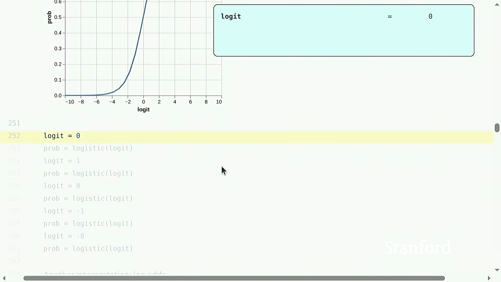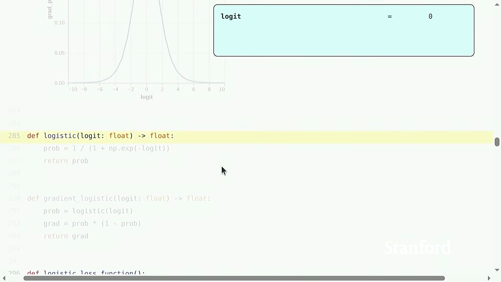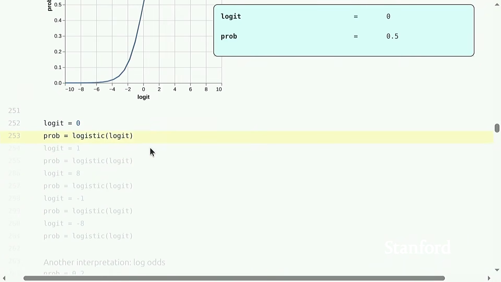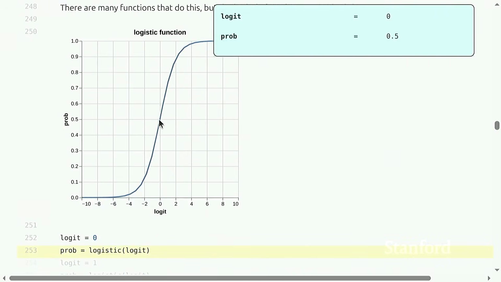So the logit is 0. If I pass 0 into the logistic function, here's the logistic function. Okay, so it exponentiates the minus logit, adds 1, and then takes the inverse. So if I punch in 0, that gives me 1 over 1 plus 1, which is 0.5. Okay? And that corresponds to this point. So if I put in 0, that's 0.5.